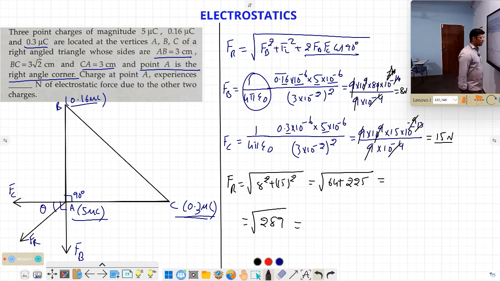Okay, 289. 289 means what is the root value for the 289? So how much are you going to get? You are going to get nearly 17. So the answer for the question is 17. So resultant force on A is equal to 17.